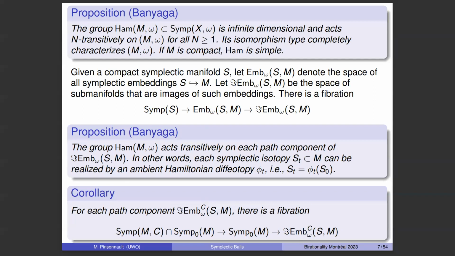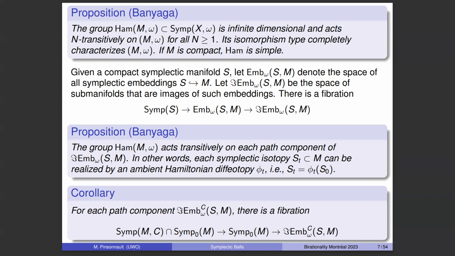And there's this famous result of Banyaga that for, say, a closed manifold, Ham is a simple group, because it contains flows, plenty of flows. It's very easy to see that Ham acts n-transitively on any compact manifold for all positive numbers n. So this means that you can always find a Hamiltonian transformation that takes n distinct points to any other collection of n distinct points. So you can realize this by Hamiltonian diffeomorphisms.